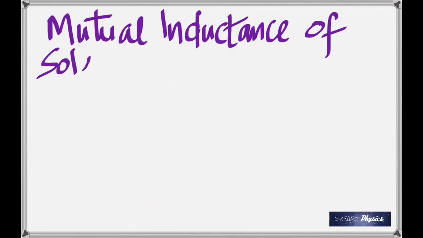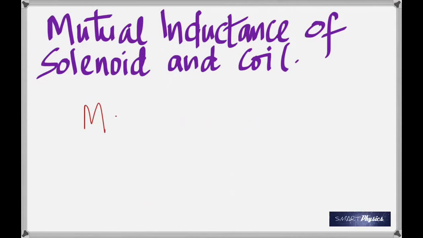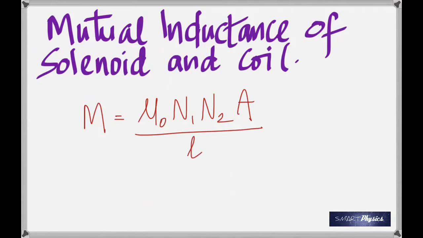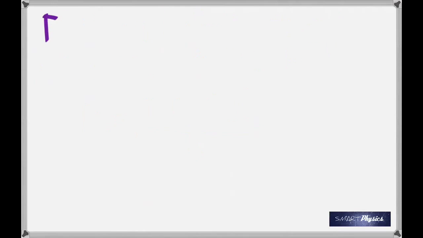Now, sometimes we have a solenoid with a secondary winding, like you have a smaller coil wound over the solenoid. Let N1 be the number of turns of the solenoid and N2 the number of turns of the coil. L is the length of the solenoid. In this case, the mutual inductance of such a combination is given by mu naught N1 N2 A by the length. A is the area of cross section of the solenoid.